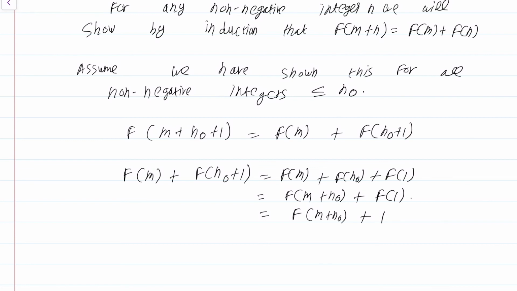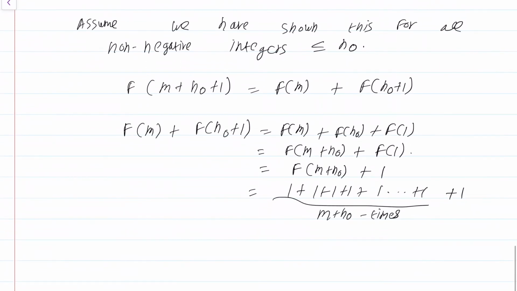Okay. This is just f of m plus n naught plus 1. But what is f of m plus 1 naught? This is just 1 plus 1 plus 1 plus 1 plus 1 dot dot dot plus 1, m plus n naught times, plus an additional 1, which is obviously equal to the left hand side.